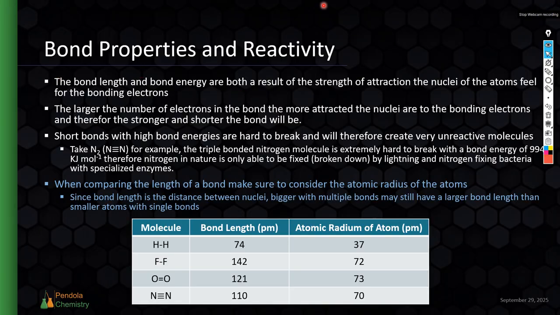Alright, so our last slide of the video here is bond properties and reactivity. Now, bond length and bond energy both are a result of the strength of the attraction of the nuclei to the electrons that the atoms are sharing. The larger the number of electrons in the bond, the more attracted the nuclei are going to be to the electrons, and therefore the stronger and shorter the bond.